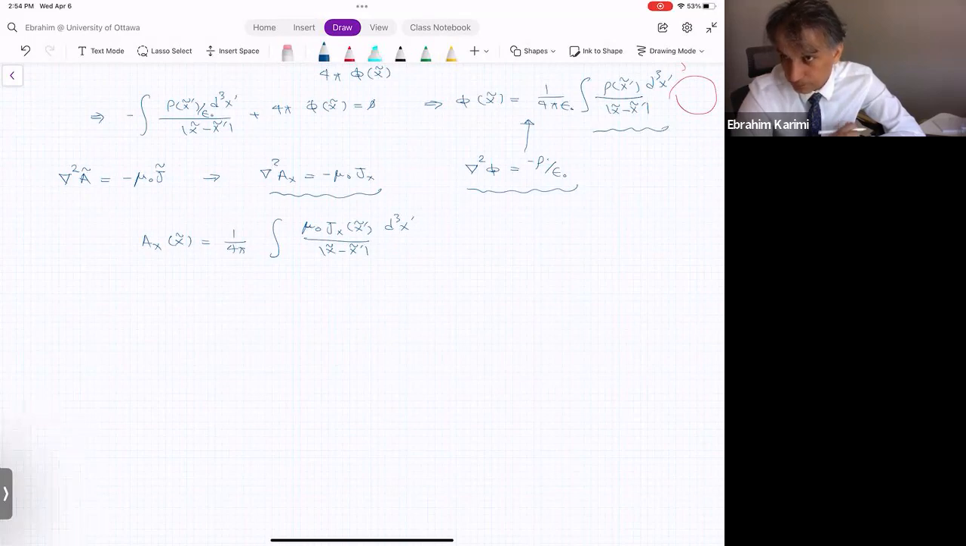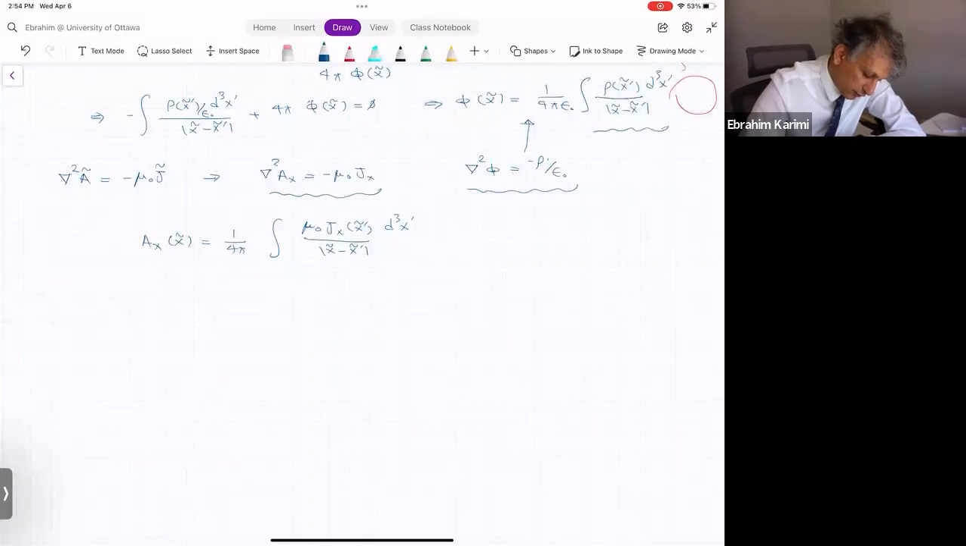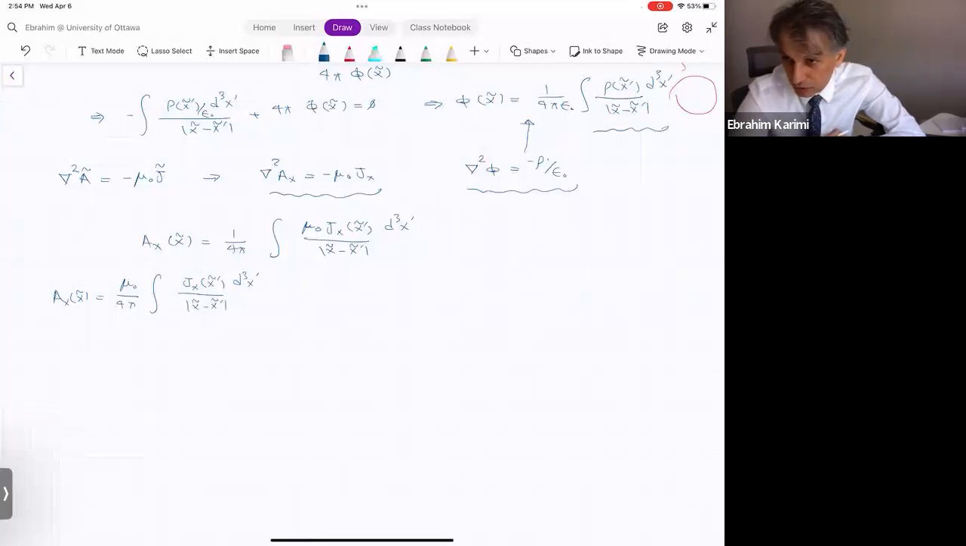True? Is that clear? Okay, perfect. So for A_x of x, I got μ0 divided by 4π integral of J_x of x prime d³x prime divided by |x minus x prime|. The same expression holds for A_y, A_z.